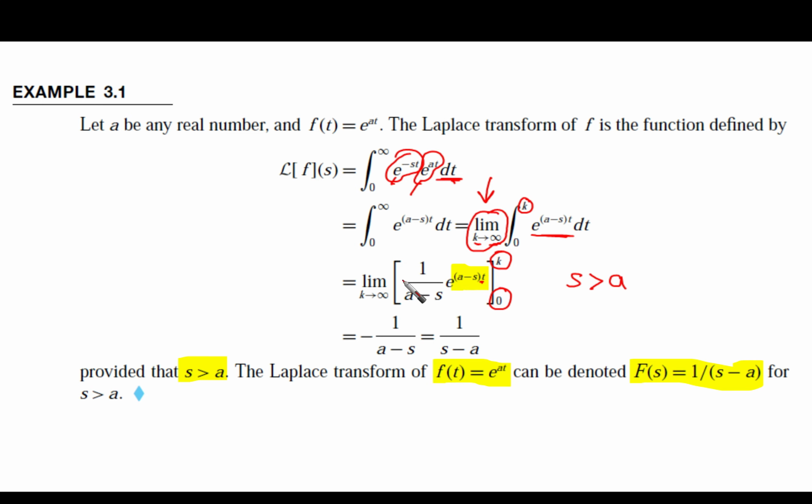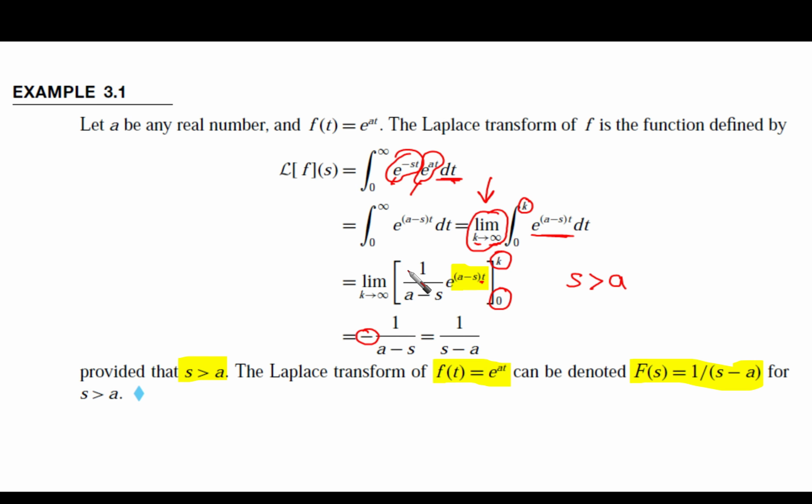minus s. But it will be minus because we are taking the limit, the larger limit first, minus the value at the lower limit. So we're going to have minus here. And then 1 over 1 minus s, which is going to be 1 over s minus a.